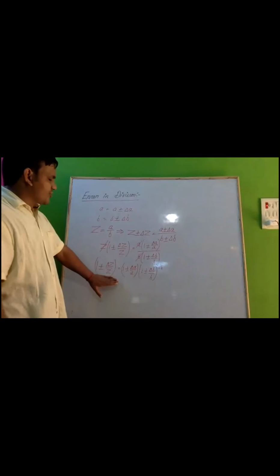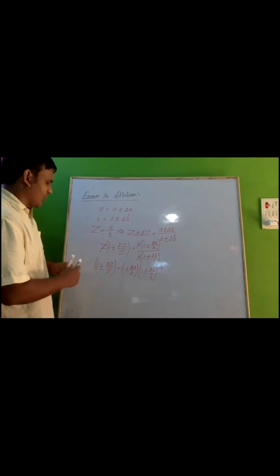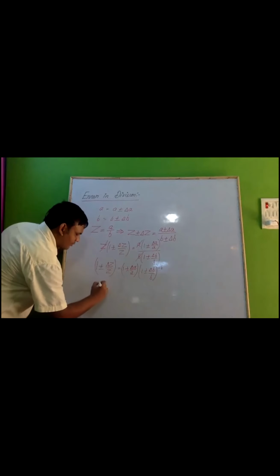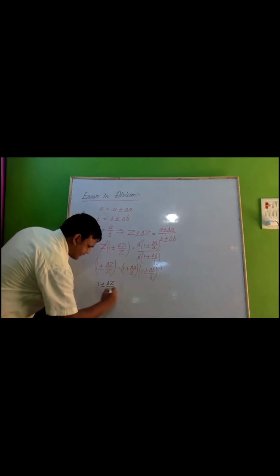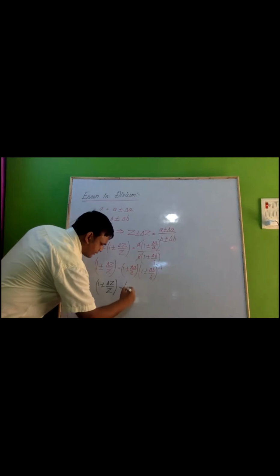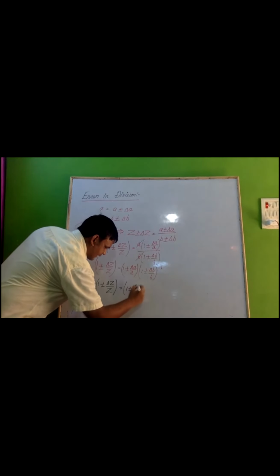So just solving it. By solving it, it will become 1 plus minus delta Z by Z, and it will be 1 plus minus delta A by A.